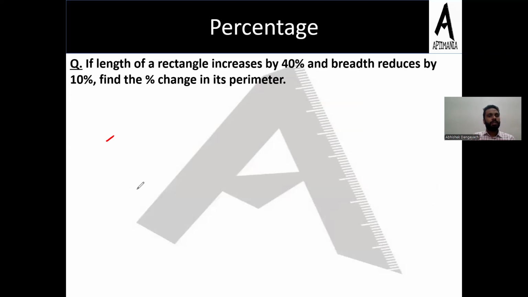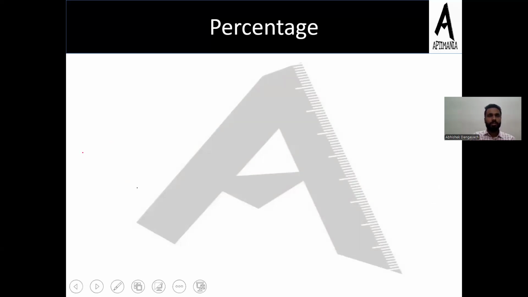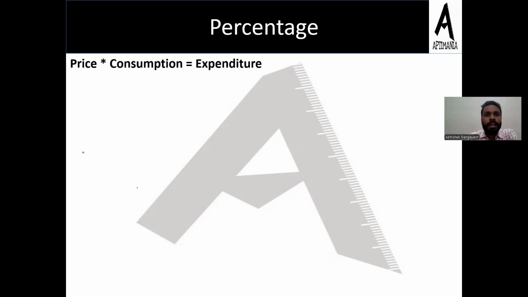Going ahead, the next one. Okay. The next formula is price into consumption equal to expenditure. Let me just give you an example for this. Suppose you are going to the market and you want to purchase some chocolates from the market. One of the chocolate is costing you ₹40 and you bought 5 such chocolates. So what is the total expenditure that you had? Let's try to check it out.